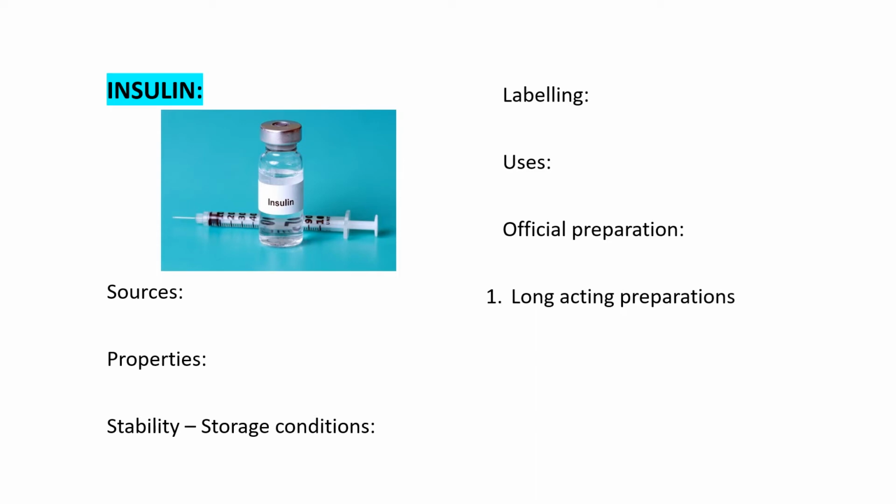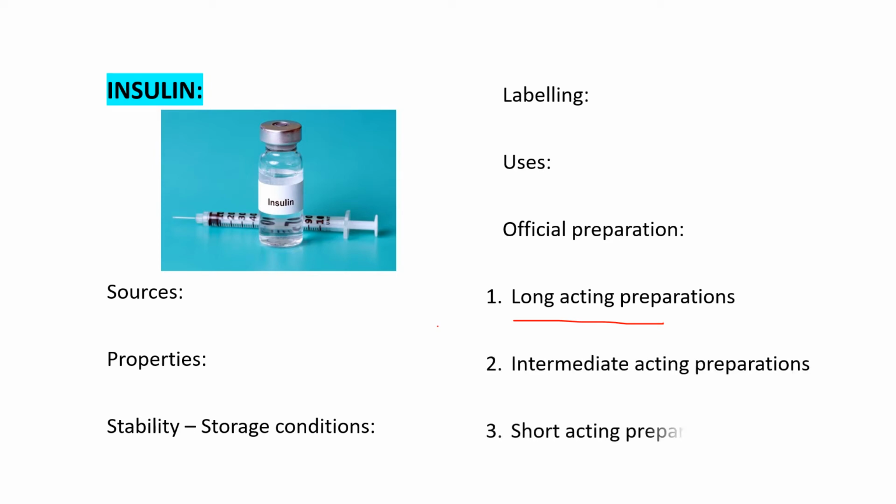First, it is known as long acting. Second, it is known as intermediate acting, and third, it is short acting. Long acting insulin preparations have a duration of action more than 18 hours to 24 hours. Intermediate acting having a duration of action 18 to 24 hours, while short acting have a duration of action 5 to 8 hours. Example of long acting: insulin zinc suspension crystalline, officially in IPBP.